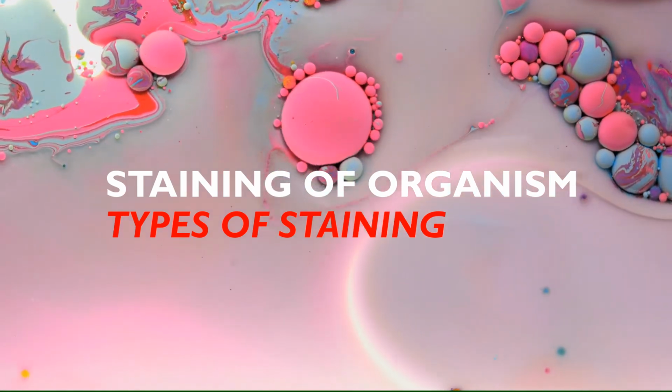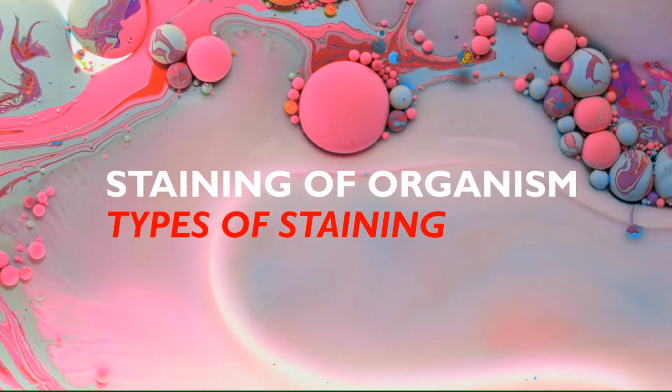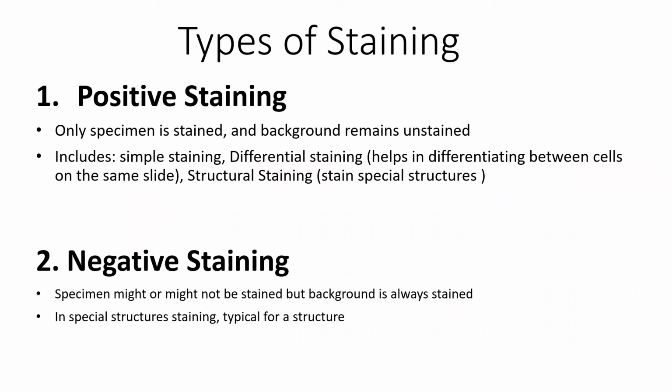So today we're going to talk about types of staining. And we have mainly two types of staining, positive staining and negative staining. We call any type of staining positive staining when the background remains unstained and only the specimen is stained. It includes simple staining, differential staining which differentiates between cells, like acid-fast staining and gram staining, and we also have structural staining to stain special structures like flagella, endospore, capsule.